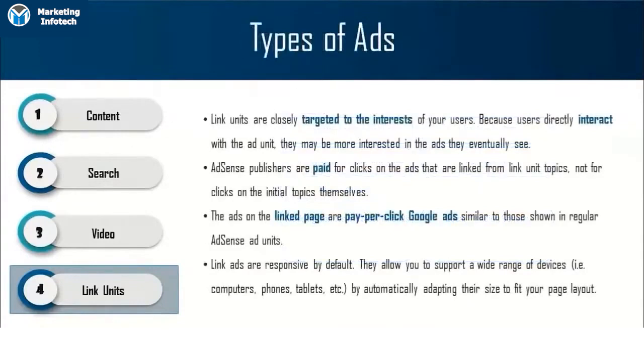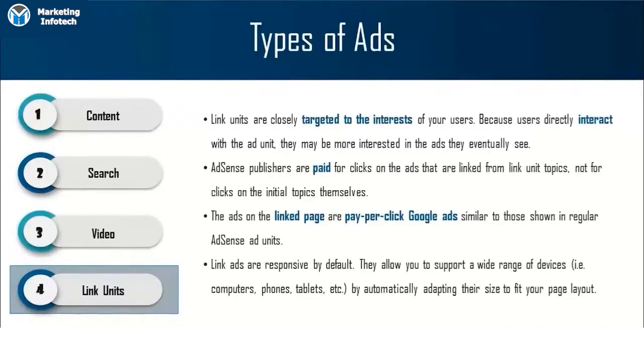So coming back to the link units, AdSense publishers are paid for clicks on the ads, and ads on the linked page are pay-per-click Google ads, similar to those shown in regular AdSense ad units. So basically, this is like a kind of text ad, individual text ads created into a unit. And last point, link ads are responsive by default.